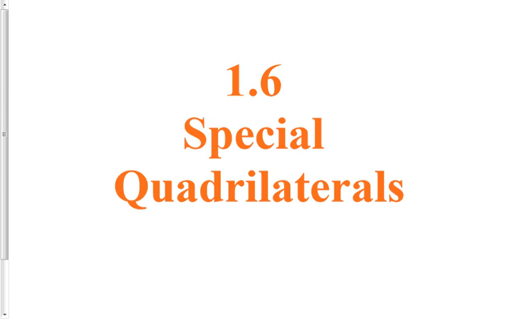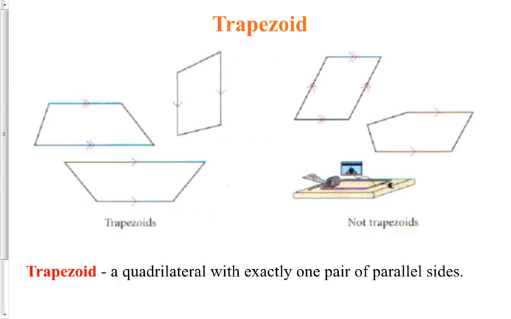Today's lesson is section 1.6, and we're talking about special quadrilaterals. First, we're going to talk about the trapezoid. On the left, we have examples of trapezoids, and on the right, we have 3 examples that are not trapezoids. You can see from these examples that a trapezoid is a quadrilateral with exactly 1 pair of parallel sides.